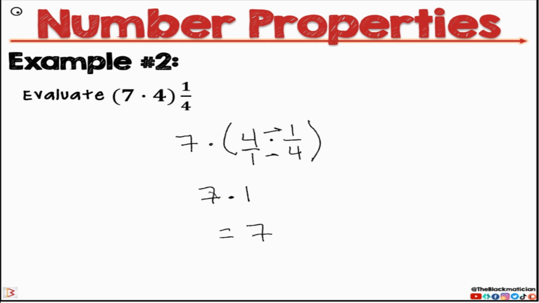So again, regardless of where the parentheses are, you're still going to get the same answer if you're using addition or multiplication, and we're using multiplication here. And that's everything you need to know about number properties.